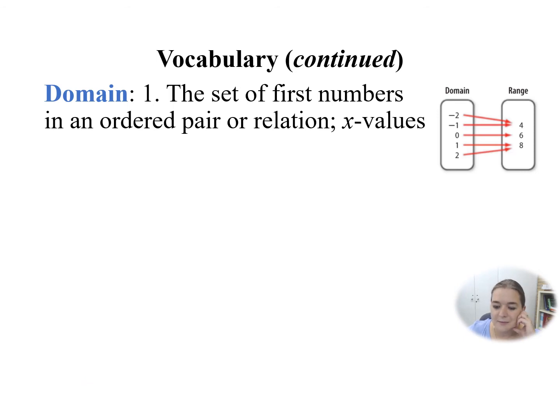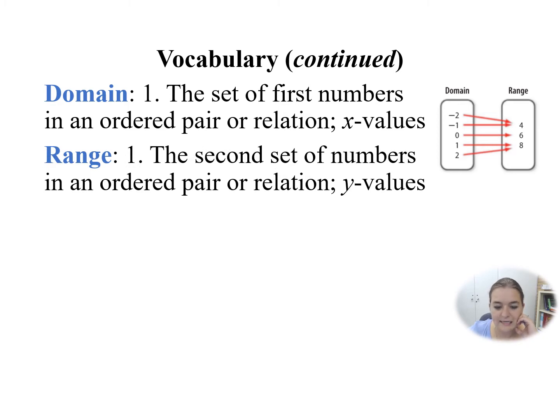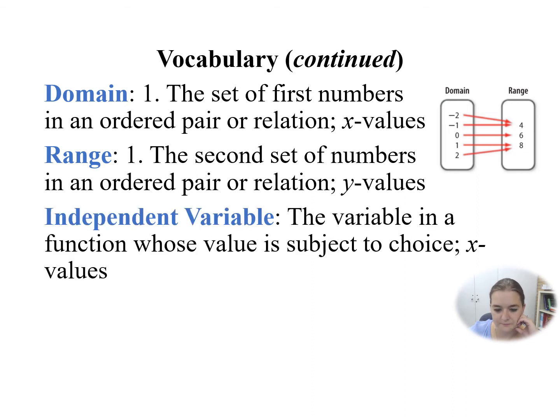So again, I have that same image popping up here. When we're talking about the domain and the range, the domain is the first set of numbers in an ordered pair or relation. So that's our x values. The range is then the second set. It's the y values. And so we will map out to show how each element in the domain matches with an element in the range.